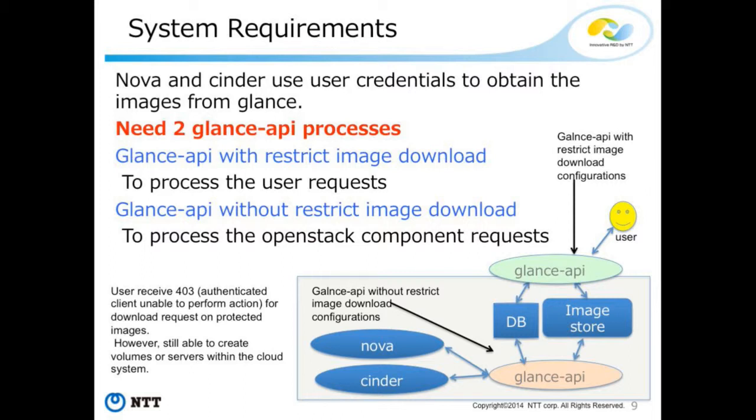One important thing is you have to maintain two Glance APIs, and you have to put the endpoints in Keystone. You have to configure it correctly, otherwise this feature doesn't work. So these are the main points.